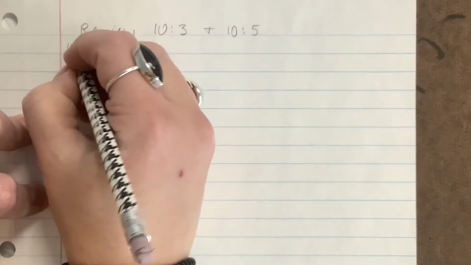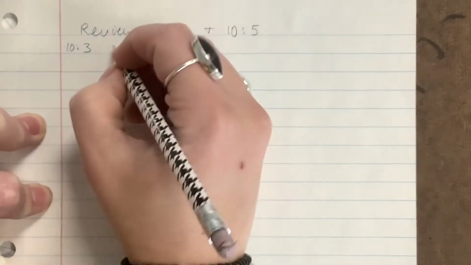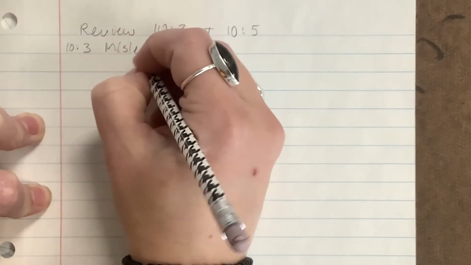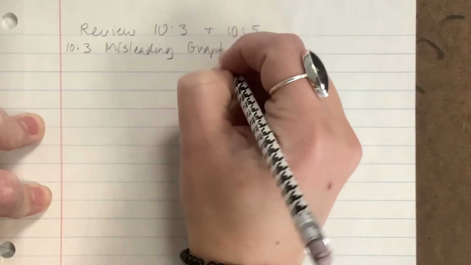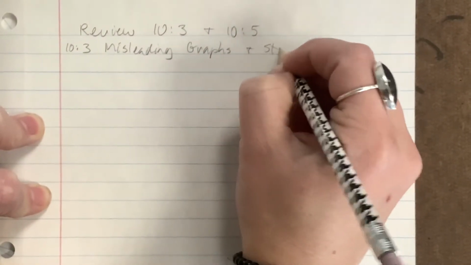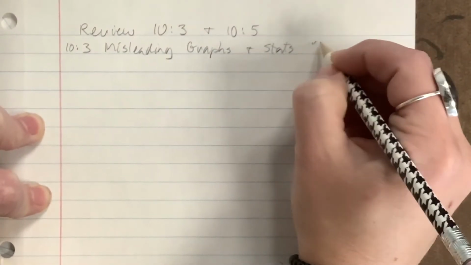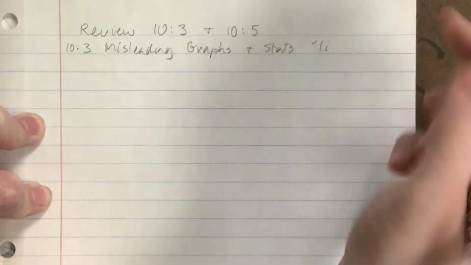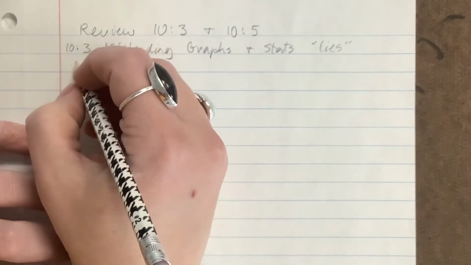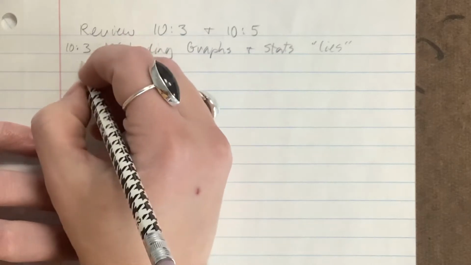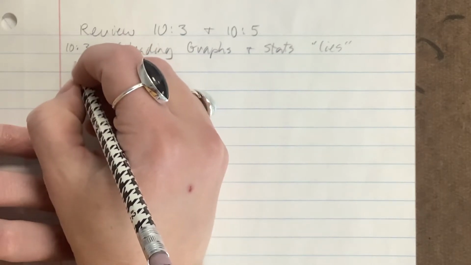Okay, Chapter 10, Section 3 is on misleading graphs and stats, or what I like to call lies. Yeah, good times. Makes me happy. Okay, so with misleading graphs, remember, there are things to look for in graphs.